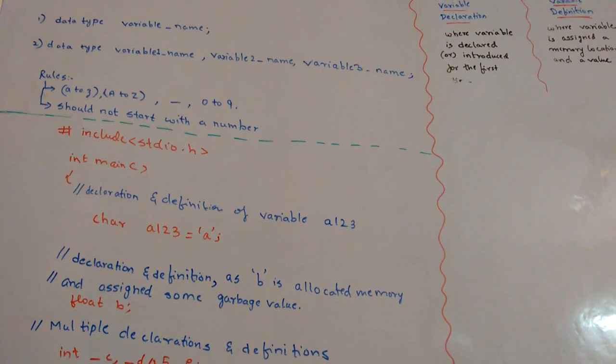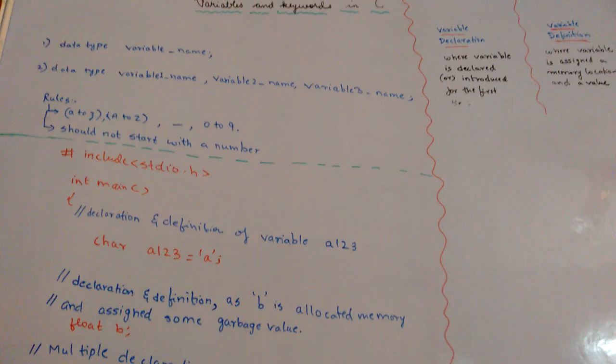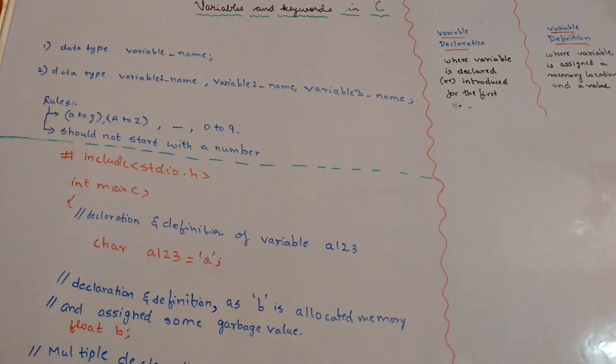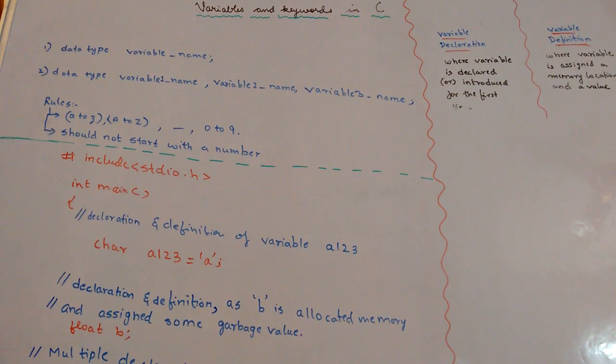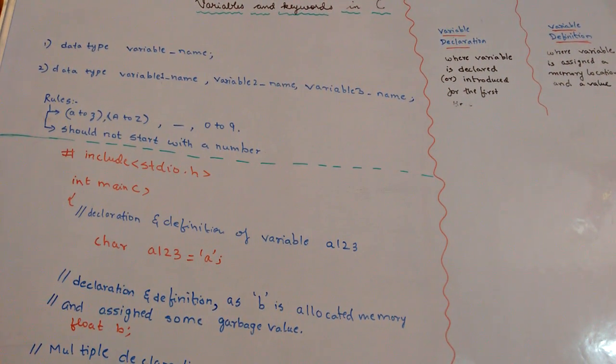It may store integer data or integer type data. It may store float, that is decimal values. It may store character type data. Basically a variable is something that is used to store some form of data.